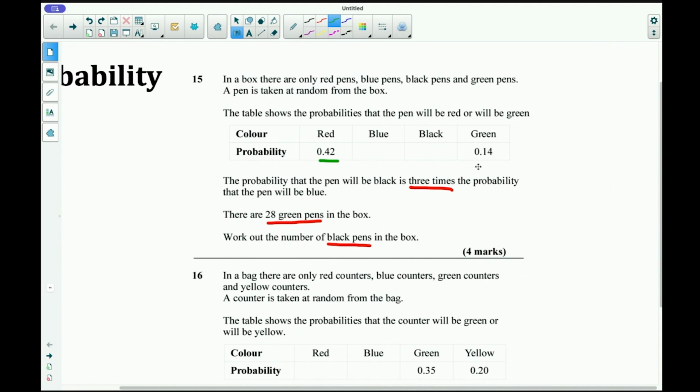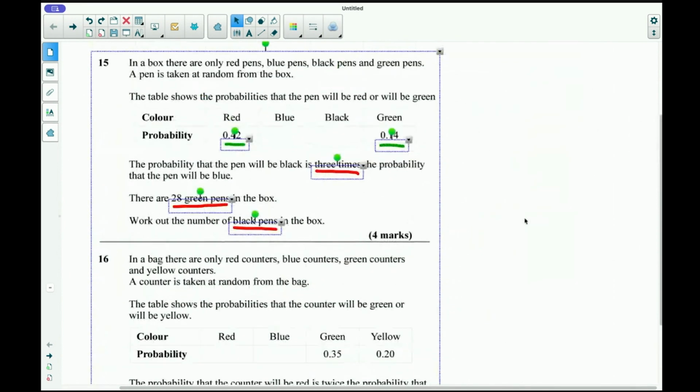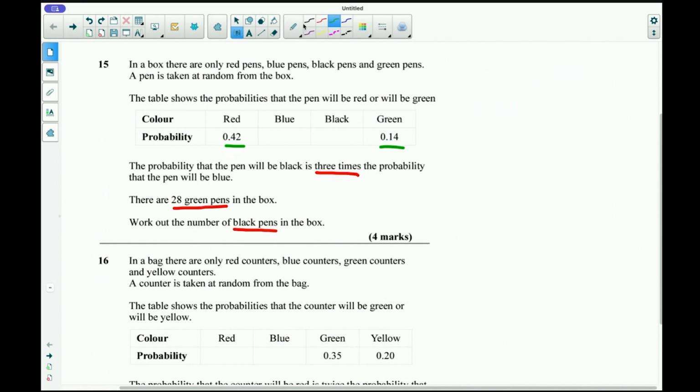So we have the 0.42 and the 0.14. Let's go ahead and add those together. I'll scroll all of this over a little bit, and we'll add those together. You want to make sure that we actually write it out so that we get the marks for our working. So we've got 0.42 plus 0.14, and that gives us 0.56. That essentially means that the probability of getting a red or a green pen is going to be 56% altogether, or 0.56.